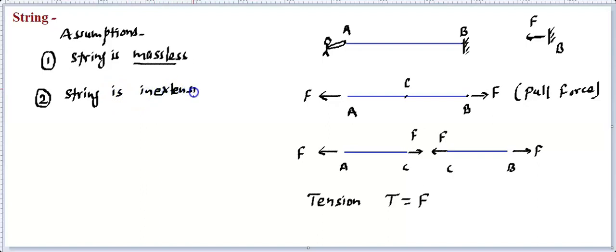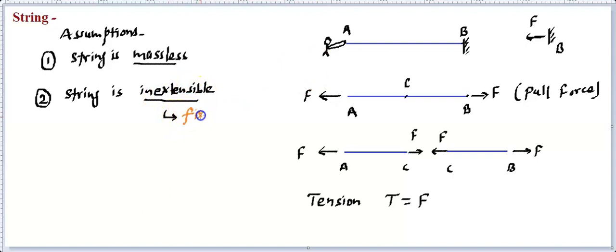Inextensible. What is the meaning of inextensible? Its meaning is that it cannot be extended. Now you are applying forces like this, you see over here. If it would have been a spring, then you might have imagined that its length would have gone up. But in case of a string, its length also increases, but we ignore that. So we say this is inextensible, that means length is fixed.